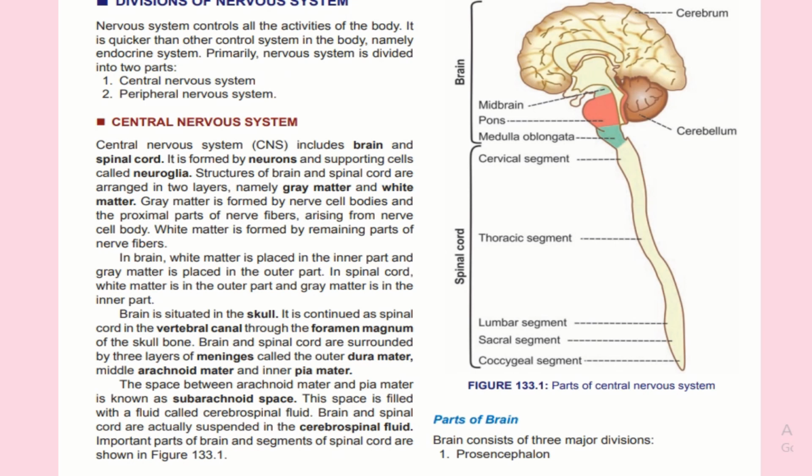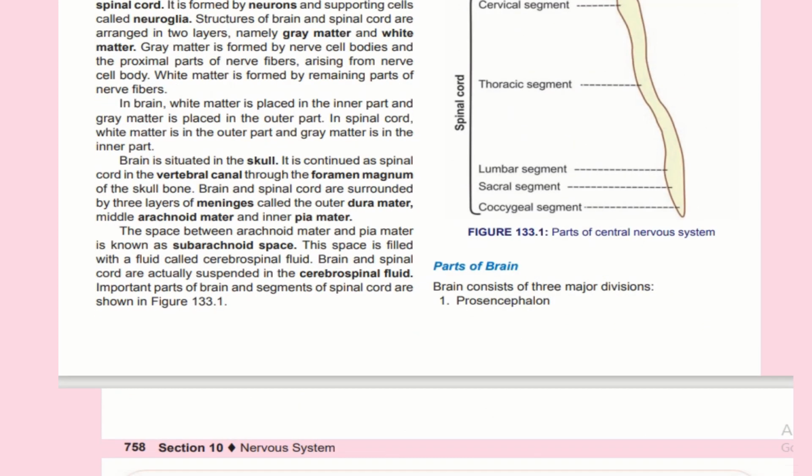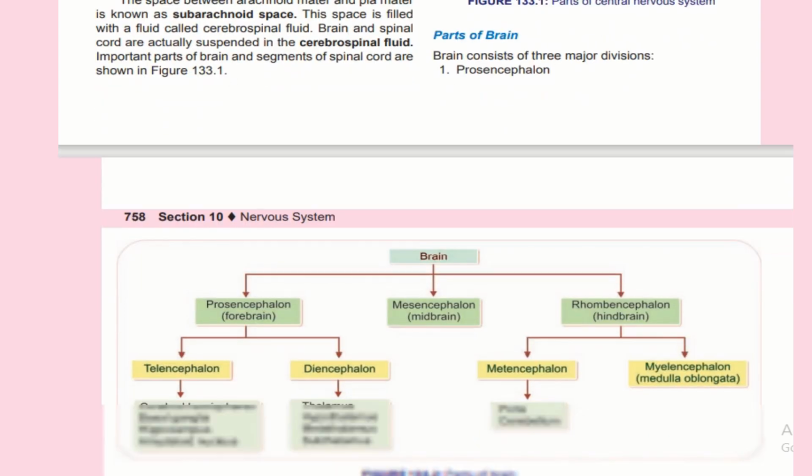So here on the screen you can see the diagram of the brain, which includes your cerebrum, cerebellum, midbrain, pons and medulla oblongata, and then a part of spinal cord, which is your cervical segment, thoracic segment, then lumbar segment, sacral segment, and coccygeal segment. Right. So let's continue with the parts of brain.